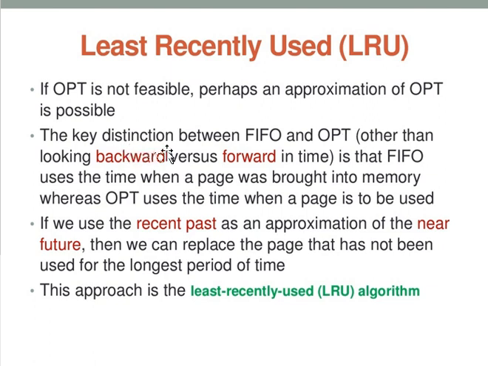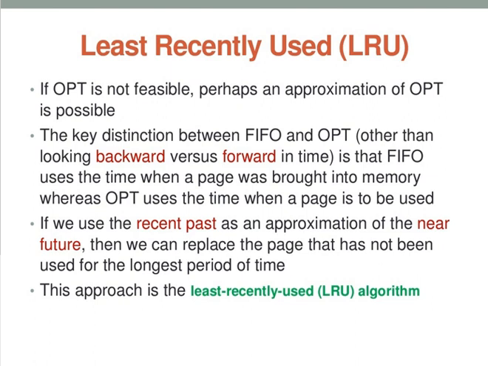There is a key distinction between FIFO and OPT, in the means of looking forward and backward. The FIFO algorithm uses the time when a page was brought into memory, whereas the optimal page replacement algorithm uses the time when a page is to be used. These two scenarios are in the manner of the future and the backward.